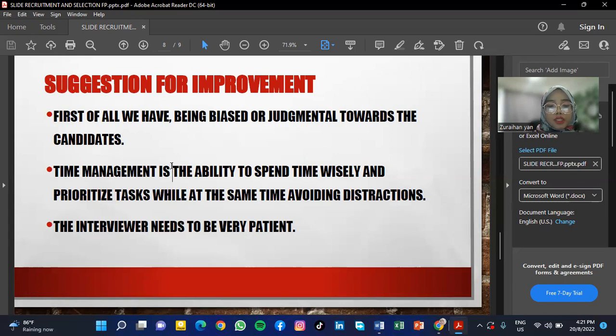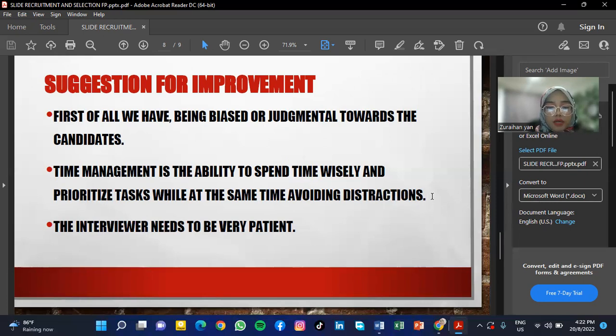Okay, the next issue is time management. Time management is the ability to spend time wisely and prioritize tasks while at the same time avoiding distractions. Sometimes an interviewer takes longer to select a candidate. This happens because the interviewer does not manage their time. The things an interviewer needs to do are staying focused, keeping to-do lists and planning, and they need to be patient.